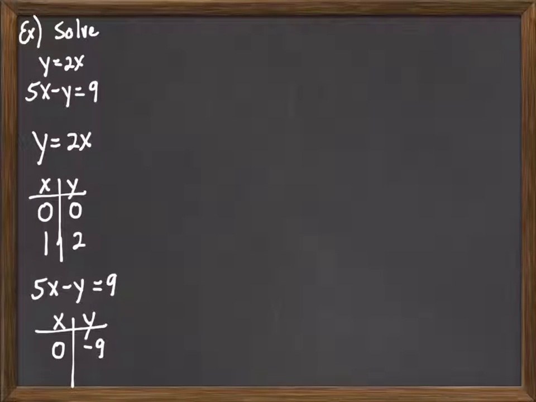And then pick some other value for x, let's say maybe 1. Well, if I put 1 in for x, that would be 5 minus y equals 9. Could subtract 5 from both sides, get negative y equals 4, and then finally get y equals negative 4. And so we'd have the point 1, negative 4. So now we have 2 points for each of our two lines.